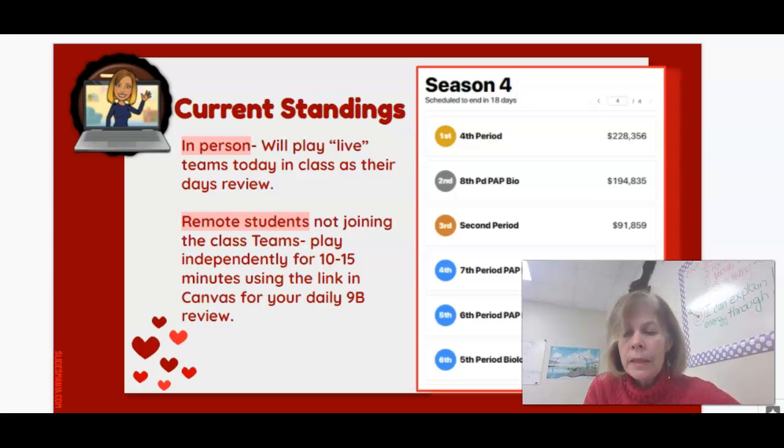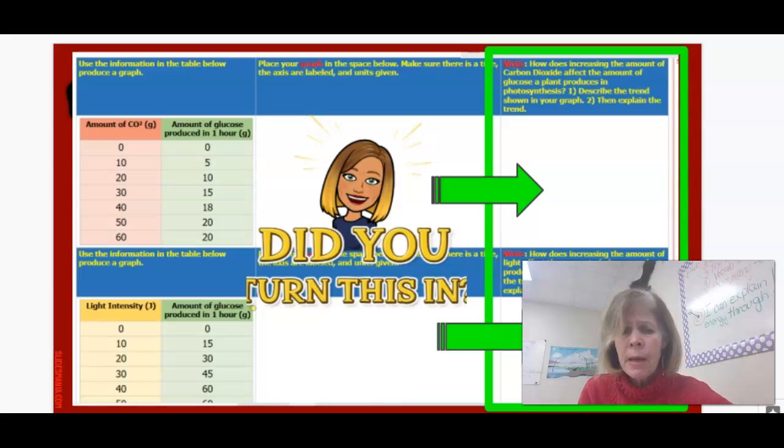The Gimkit today is over 9B, and that's photosynthesis and cellular respiration in the process and energy we've been focusing on. After Gimkit, check to make sure, did you turn in from Monday? You had to turn in your 2 sentences describing the graph you made about how increasing the amount of carbon dioxide affected the amount of glucose produced in photosynthesis. This was what you had to do Monday.